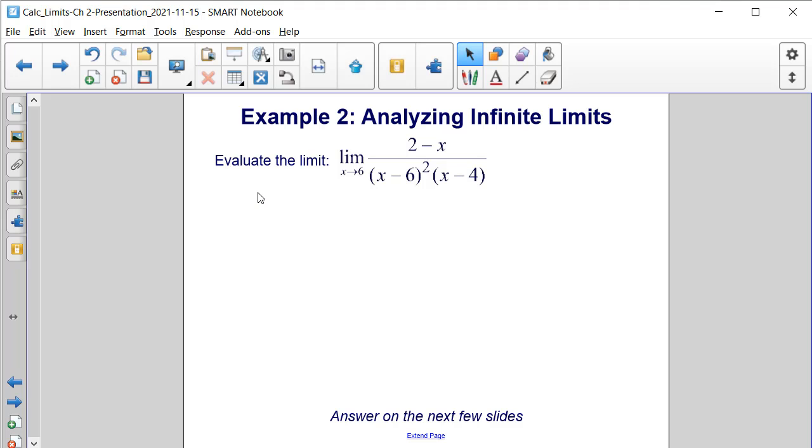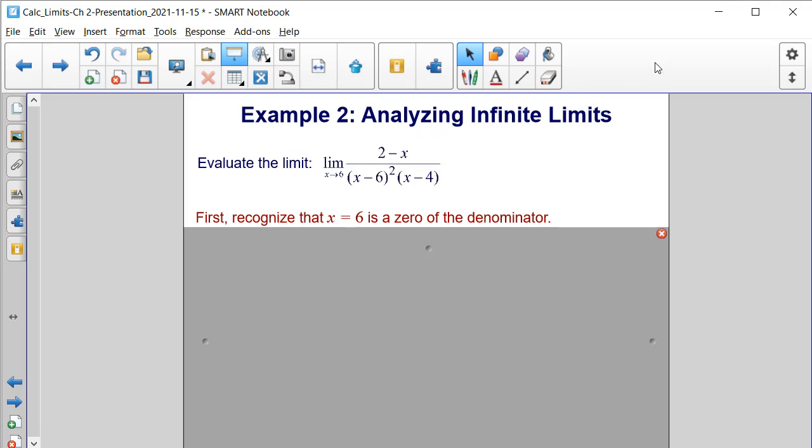Now let's try this example. Evaluate the limit of the function 2 minus x over the quantity x minus 6 squared times x minus 4 as x approaches 6. First, recognize that x equals 6 is a 0 in the denominator. And since it cannot be canceled out with anything in the numerator, it's non-removable, meaning it is not a hole. Instead, it's going to be an asymptote.